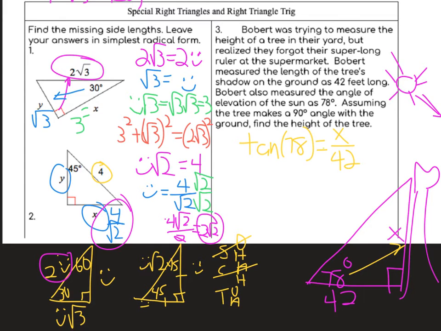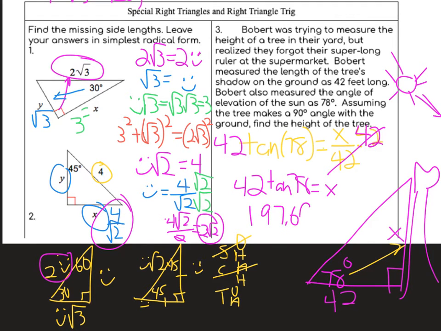To solve this one, all we have to do is multiply both sides by 42. So x is 42 times the tangent of 78. I'm going to go ahead and use my fancy Desmos scientific calculator. 42 tangent of 78, and I get 197, I'll call it 0.6 feet. So that's the height of the tree.